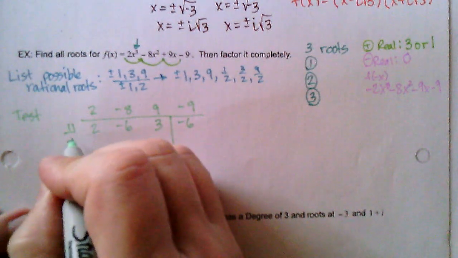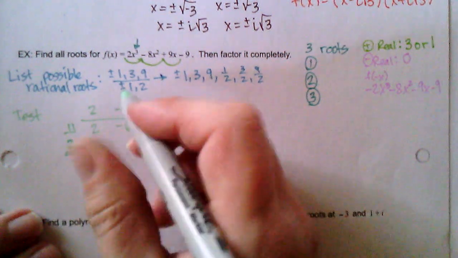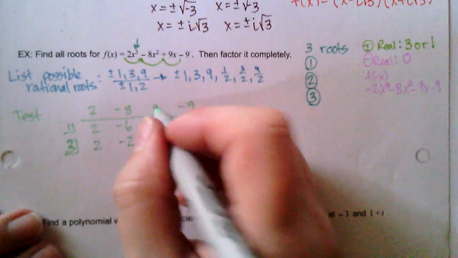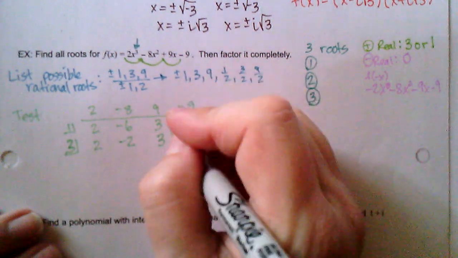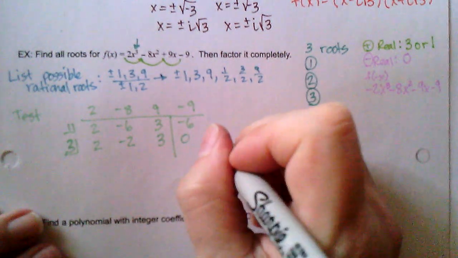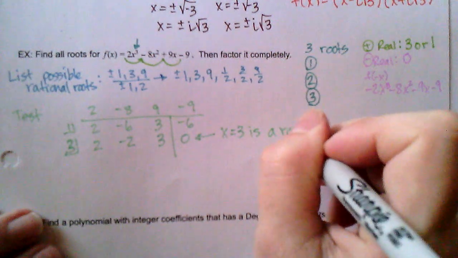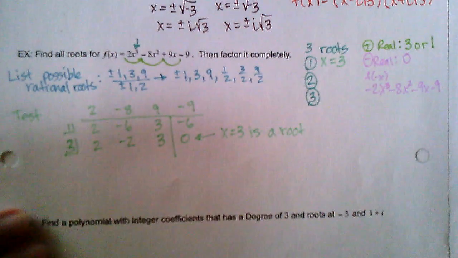Let's try, my next number is 3. Bring down the 2. 2 times 3 is 6, plus negative 8, negative 2. Negative 2 times 3 is negative 6, plus 9 is 3. 3 times 3 is 9, plus negative 9 is 0. So here I have x equals 3 is a root. So x equals 3 is one of my roots.